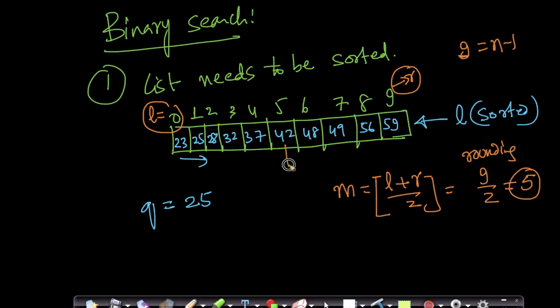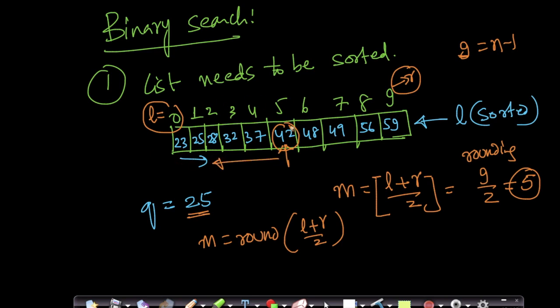Now I go directly and check the value of L at index 5. First, what have I done? I've computed the middle element, which is L plus R by 2, rounded, and my middle element was 5. Now I directly go to index 5 and check its value, which is 42. Is 25 less than 42 or greater than 42? It's less than 42. Since I know that this array is sorted in increasing order, my 25 will be found below index 5, because the index 5 value is 42.